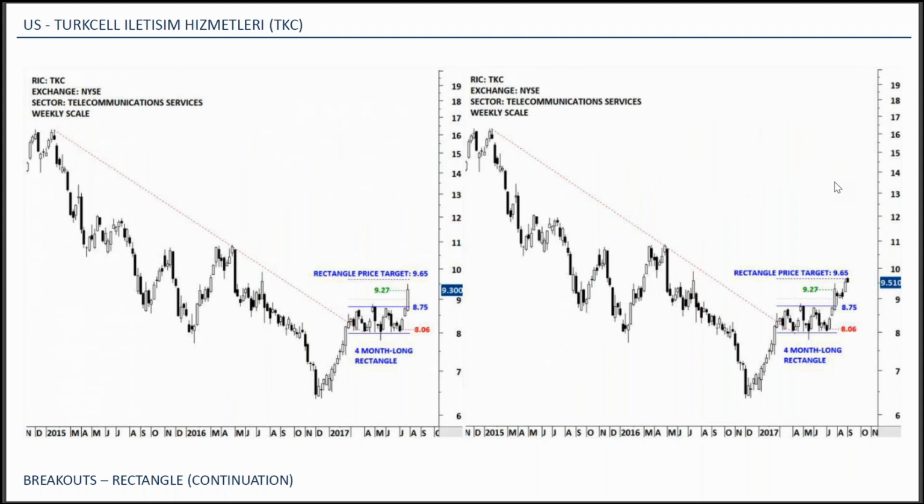Turkcell, a Turkish company listed in the US, a short-term consolidation. What I liked about this was while the stock was forming a 4-month long rectangle that can act as a continuation, the stock was also reversing a 2-year long downtrend. So two signals coming at the same time.